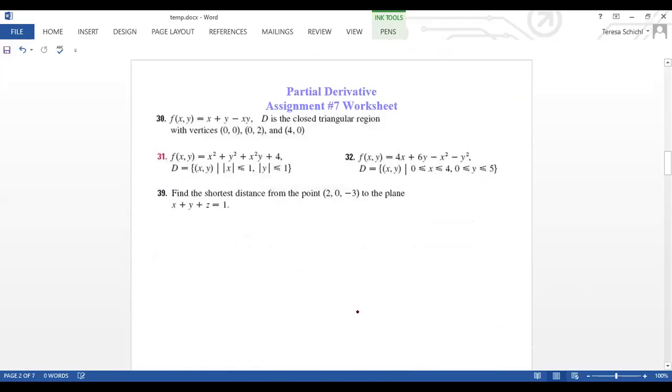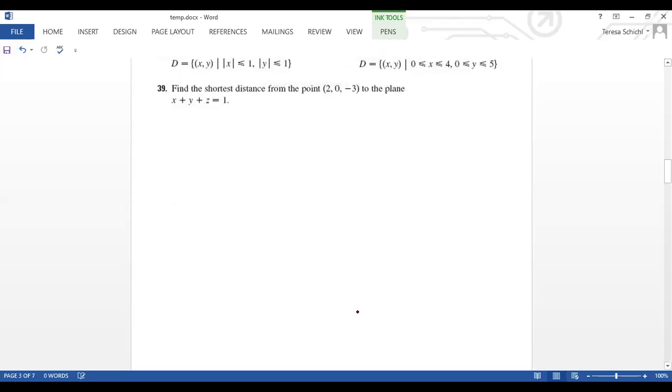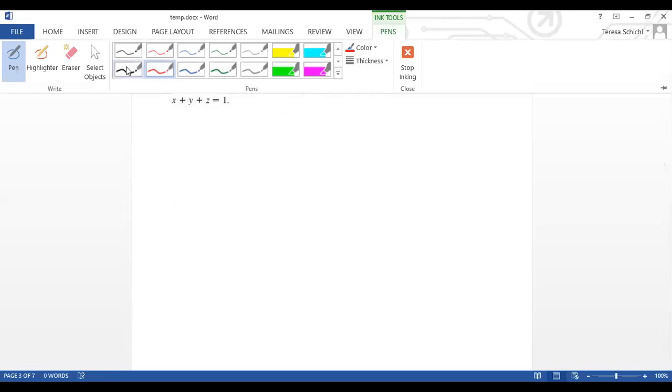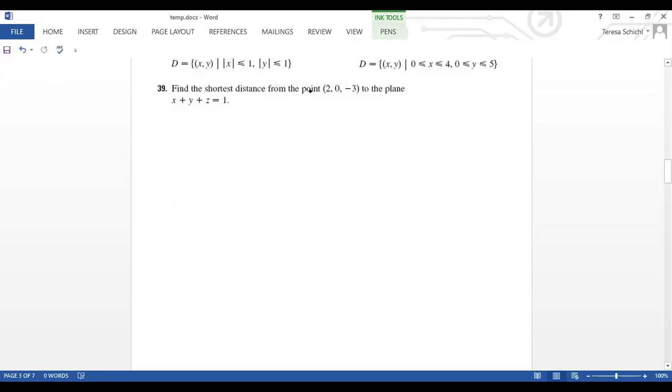Okay, so the next problem we're going to take a look at is kind of the remaining problems. We're going to take a look at all the application problems here. So let's say find the shortest distance from (2, 0, -3) to the plane. Okay, so the plane, so let's say (x, y, z) is a point on the plane.